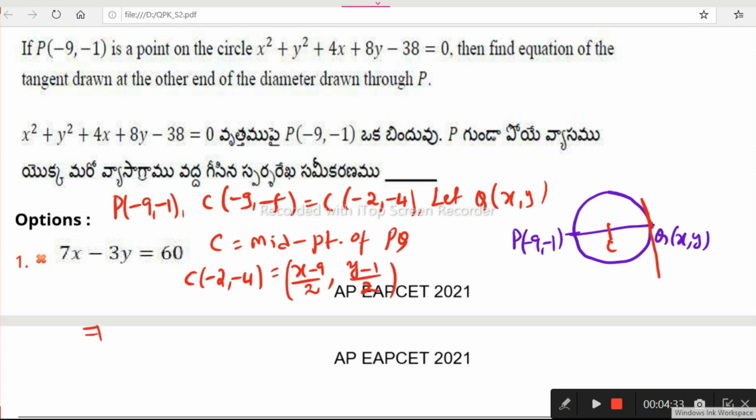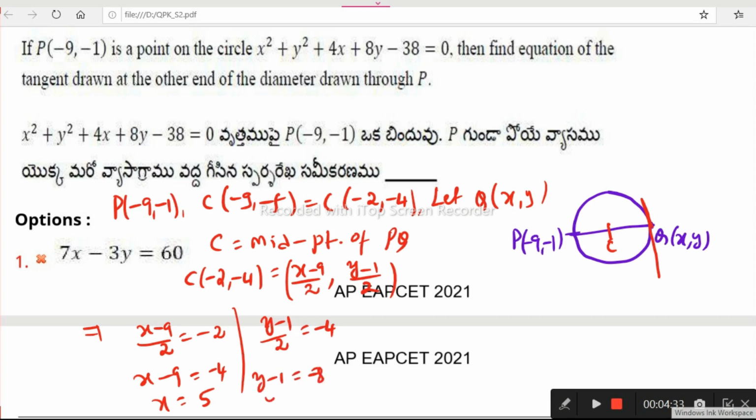Okay, so equating the x coordinate, (x minus 9)/2 is equal to minus 2, and x minus 9 is minus 4. x is minus 4 plus 9, which is 5. Similarly, equating the y coordinate, (y minus 1)/2 is equal to minus 4, y minus 1 is equal to minus 8, y is equal to minus 8 plus 1, which is minus 7. Therefore, we got this Q point as (5, -7).